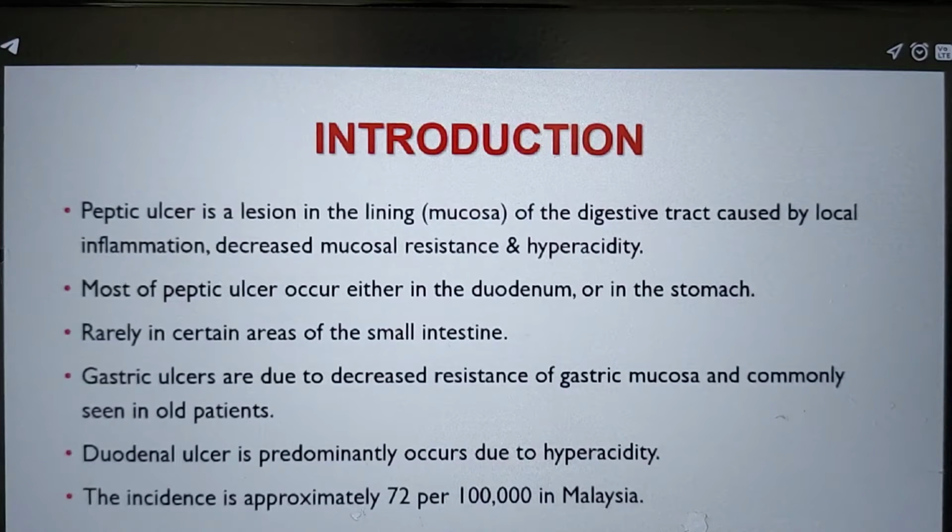Gastric ulcers are due to decreased resistance of the gastric mucosa and are commonly seen in all patients, whereas duodenal ulcer predominantly occurs due to hyperacidity. And the incidence of peptic ulcer disease is approximately 72 per 100,000 patients.